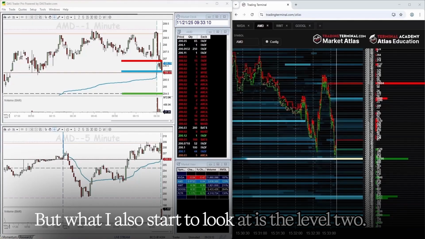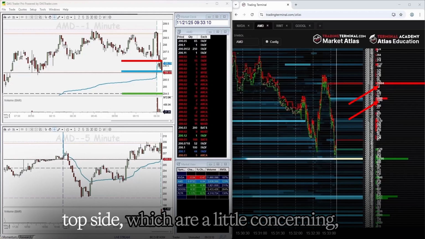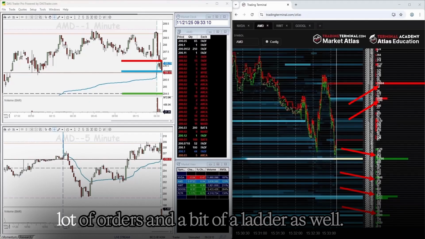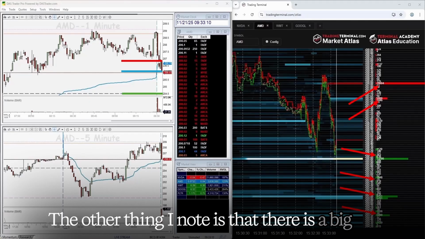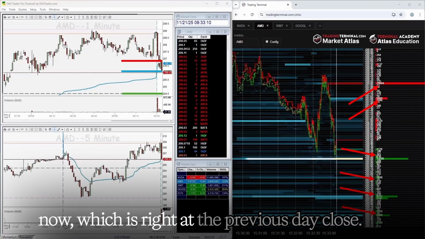But what I also start to look at is the level 2. Now I do see a couple big orders to the top side, which are a little concerning. But to the bottom side, I actually see a lot of orders and a bit of a ladder as well. The other thing I note is that there is a big order right below where the price is right now, which is right at the previous day close.